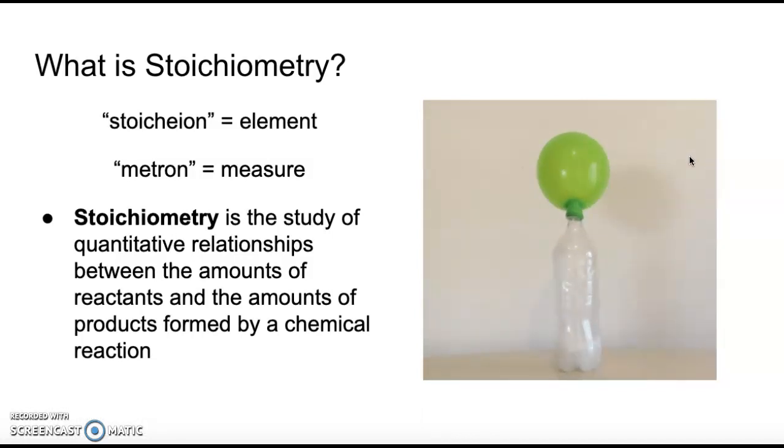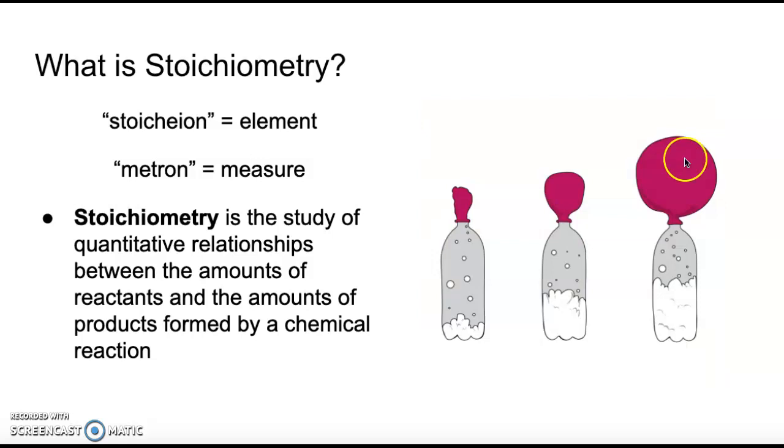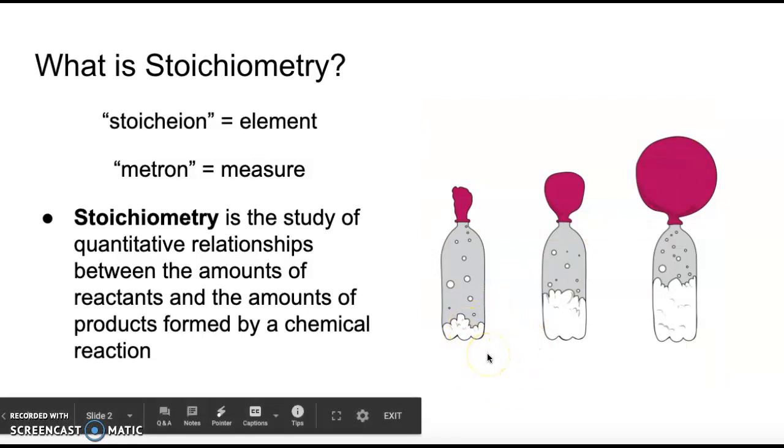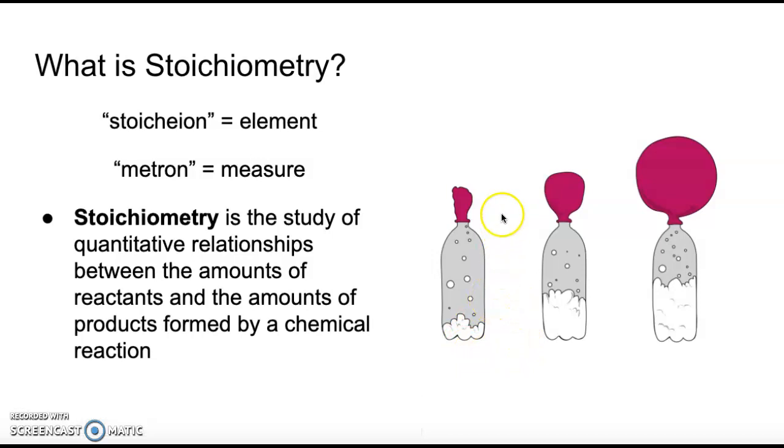And so when we say the quantitative relationships, we're talking about how the amounts of reactants and the amounts of products are related. Right? So you can see here, as you might imagine, the more vinegar and the more baking soda you have in your bottle, the more gas is going to be formed, the more of your product is going to be formed, and therefore the bigger your balloon's going to get. So when we talk about stoichiometry, we're talking about how to relate the amounts of everything in a chemical reaction.